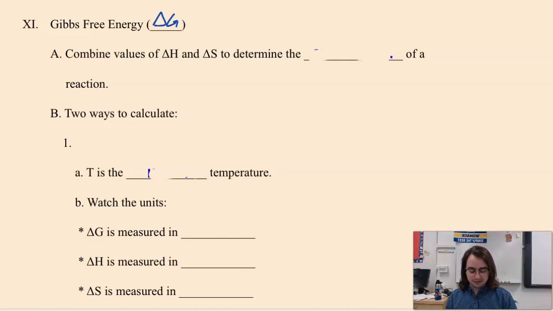Understand that what we're measuring with delta G is what we call spontaneity. In other words, it's how spontaneous a reaction is. If you're thinking to yourself, well, what does that mean, spontaneous? It means, does the reaction occur on its own? And this is something that we can determine by looking at the values of delta H and delta S.